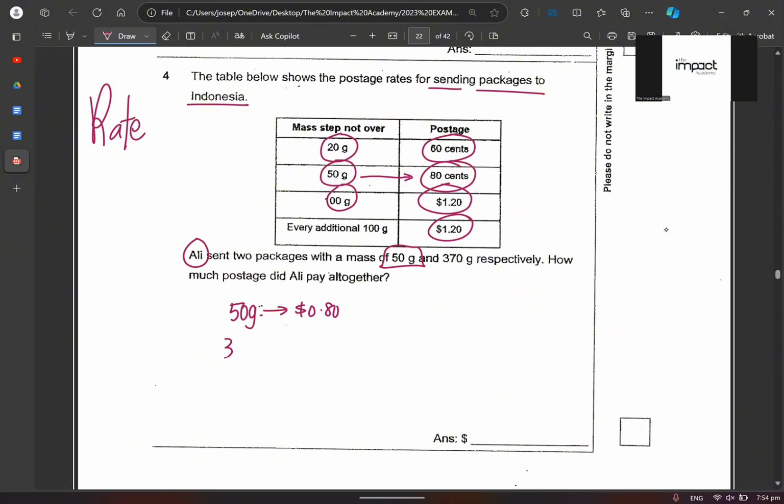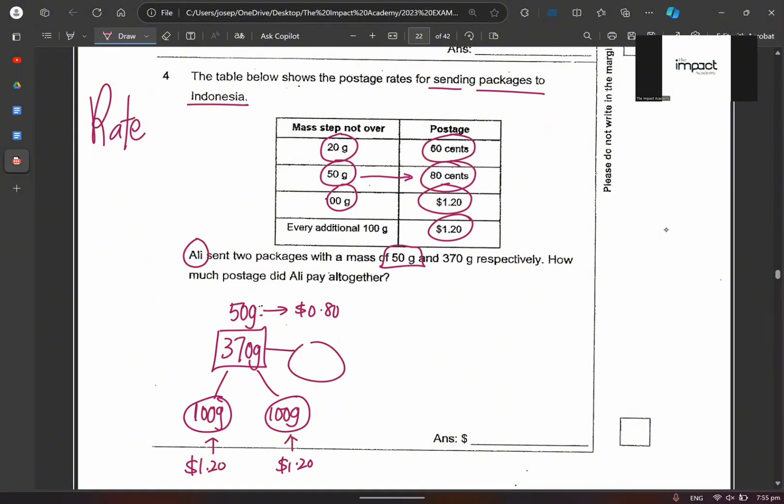And Ari also says, oh yeah, I still have this 370 grams, right? So what we want to do to this 370 is break it up. Am I making sense? We want to break it up to 100 grams first, and then we get another 100 grams. Agree or disagree? Everyone, please write this down for me. Can you all see this? Can you understand? Another 100 grams.